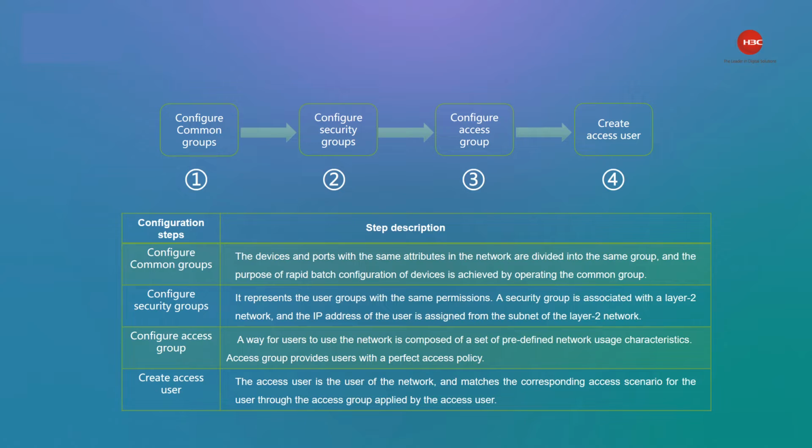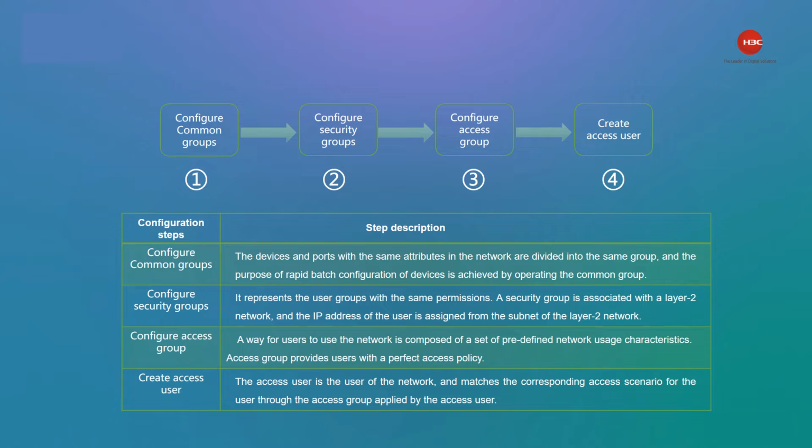Step 2. Configure secured groups. A secured group represents a user group with the same permissions. A secured group is associated with the Layer 2 network, and the user's IP address is assigned from the subnets of the Layer 2 network domain.